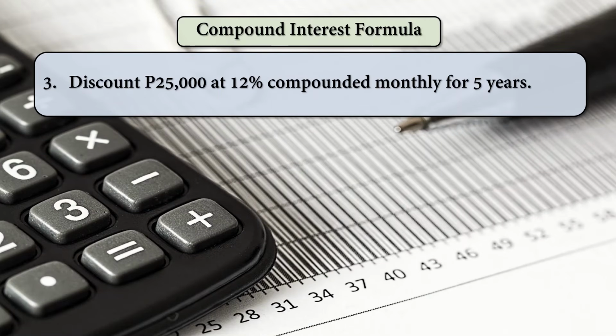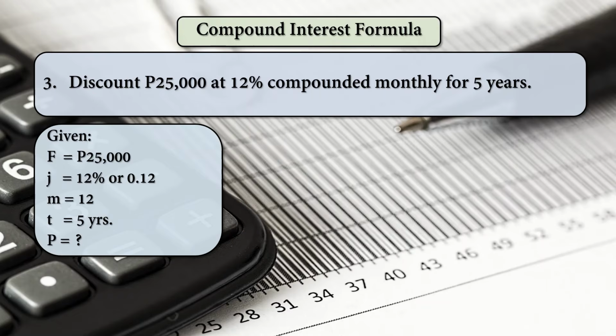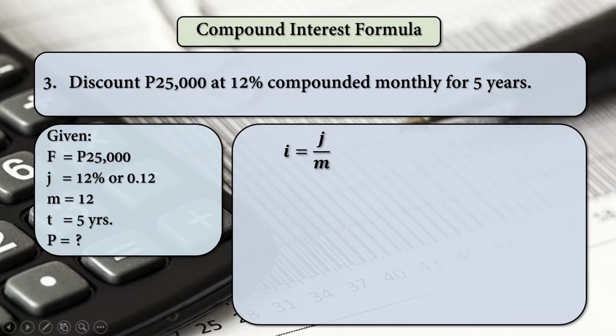Next example, discount 25,000 pesos at 12% compounded monthly for 5 years. When we say discount, again, we have to find the value of P given the value of F. So our F is 25,000 pesos. J is 12%, compounded monthly, meaning our M is equal to 12, for 5 years. That is our T.